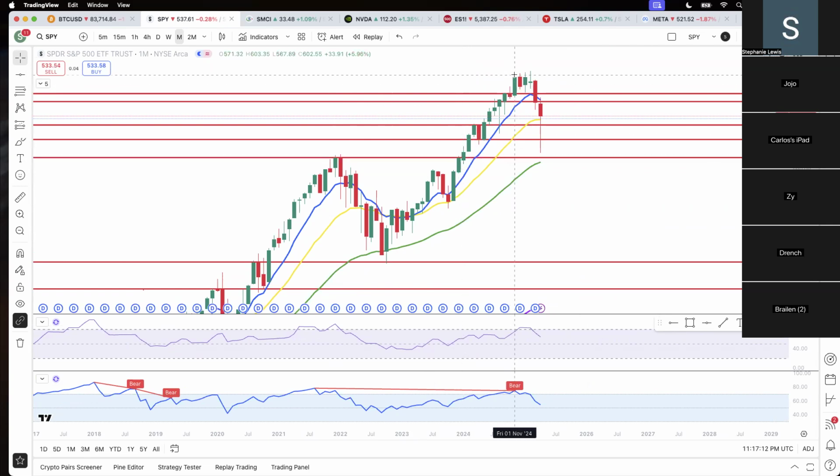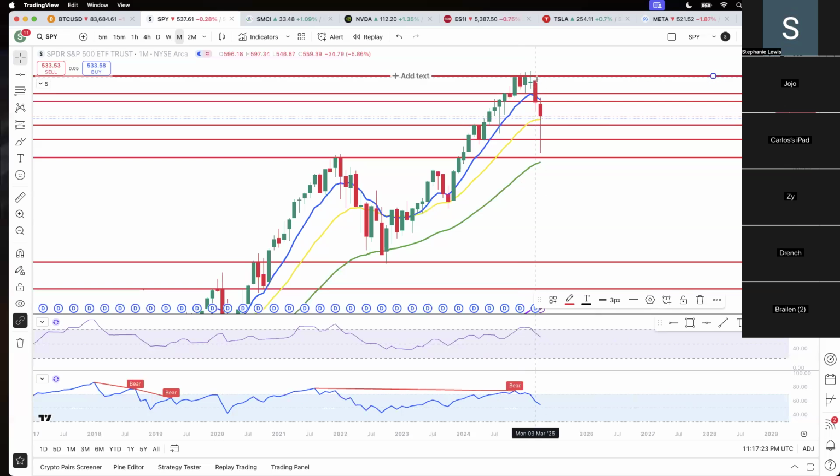From 475, we made this new high. So we could even mark this new high now. That high is about at 604 on the monthly. So from 604, right, we're seeing SPY now closed with this engulfing here.